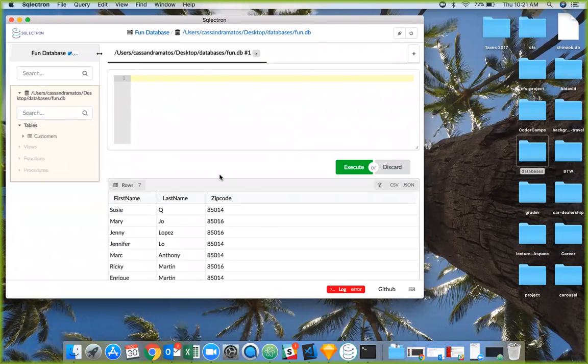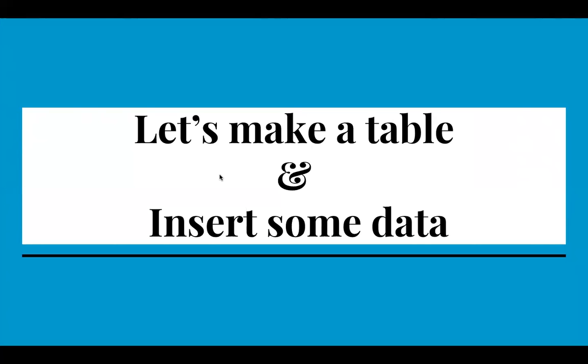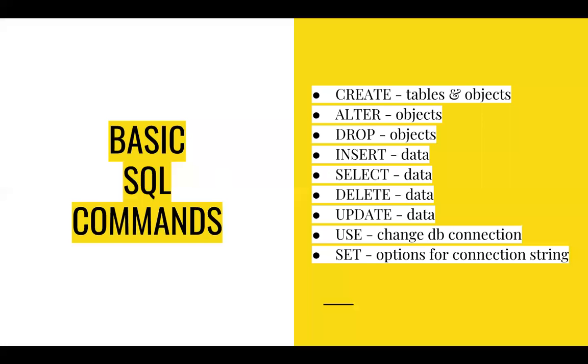So if we go back here to our slides, we can learn a little bit more about what you saw. So some of the basic SQL commands that you'll run into: create. So as I just used it, I can create a table. I can also create an object. There's alter, which is related to objects, and that's basically like updating, changing information on an object. Drop is the same as delete, but that's for objects only.